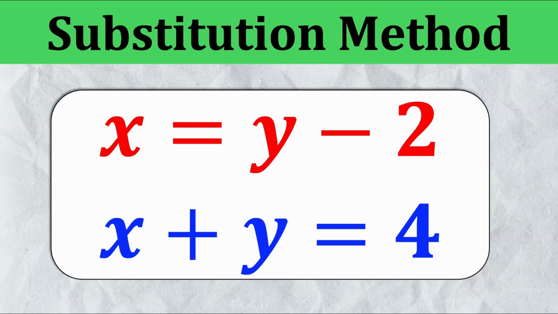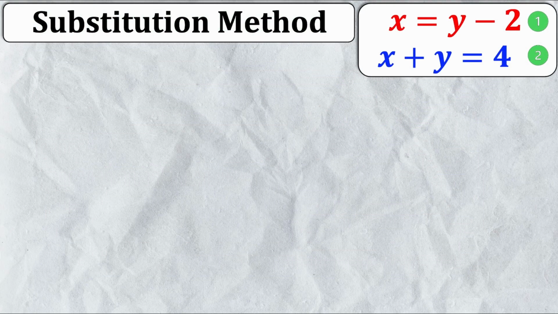In this video, I'm going to show you step by step how to solve a linear system using the substitution method. So here we have two equations. We have x is equal to y minus 2, and I've labeled that as equation 1, and x plus y is equal to 4, and I've labeled that as equation 2.